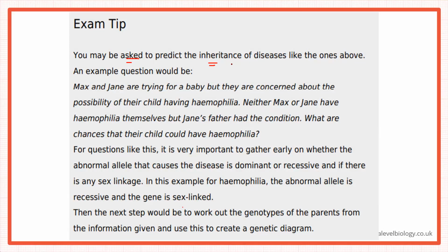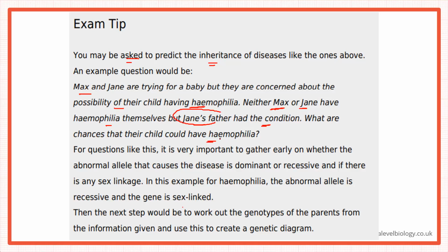An example question could be that Max and Jane are trying for a baby, but they're concerned about the possibility of the child having hemophilia. Neither Max nor Jane has hemophilia themselves, but Jane's father had the condition. So what are the chances that the child could have hemophilia?